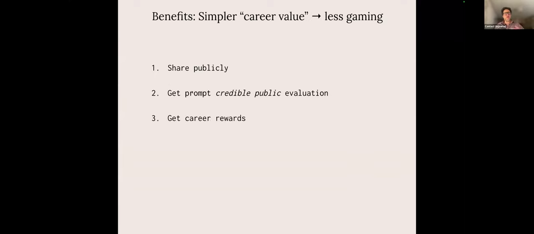Have systems where people can get prompt, credible, and public evaluation. Then they can get the career awards, as well as conveying the value of the research to people who might want to use it. Even if it takes a few months to get that credible evaluation, it's better than getting rejected, having to submit to another journal, getting revise and resubmit, failing that, et cetera, et cetera.